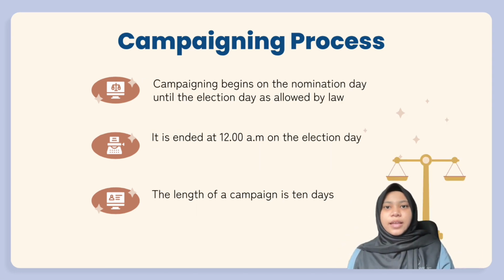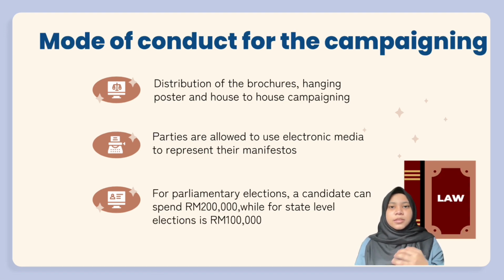The next stage is the campaign, which begins on nomination day and continues until election day as allowed by law. The campaign ends at 12 a.m. on the election day. Usually, the length of the campaign is 10 days. Modes of conduct for the campaign are distribution of brochures, hanging posters, and house-to-house campaigning. Parties are allowed to use electronic media to present their manifesto. For parliamentary elections, a candidate can spend RM200,000 on the campaign, while for state level elections it is RM100,000.